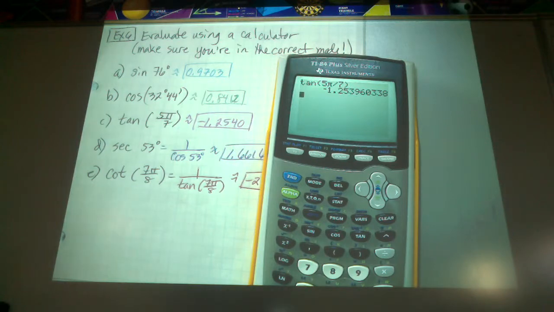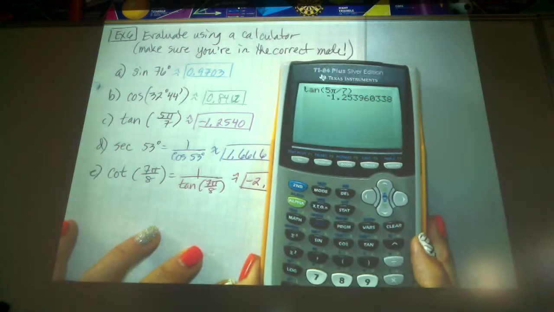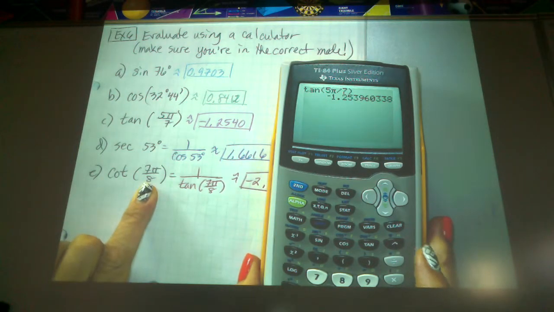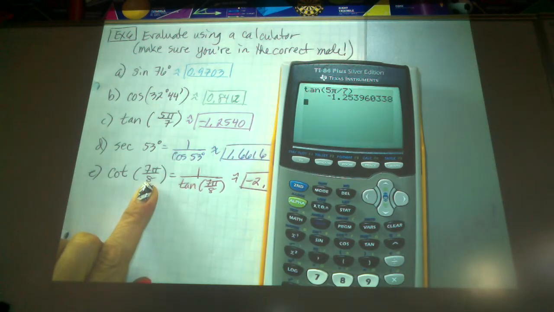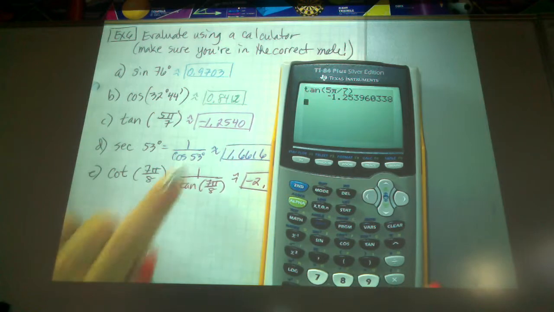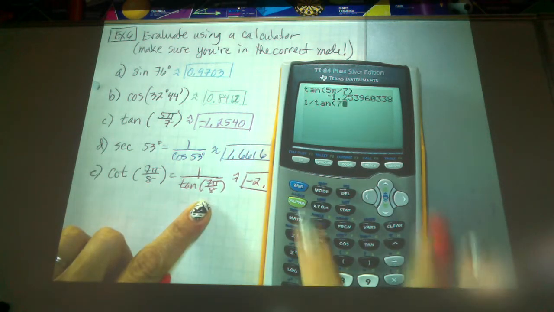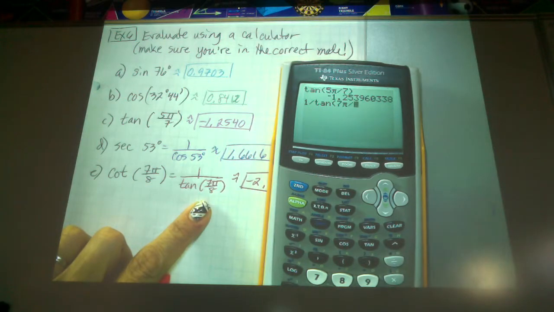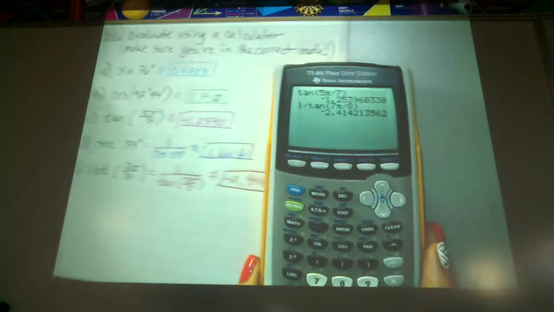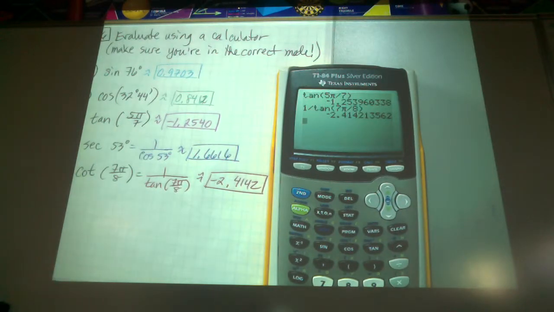And then Eli, you had a question on which one? E. So for E, again, I need to be in radians, which I am. Cotangent is the inverse of tangent. So I put in 1 divided by tangent of 7 pi divided by 8. Make sure you end the parentheses. Any problems, issues, or concerns before we do our last problem?